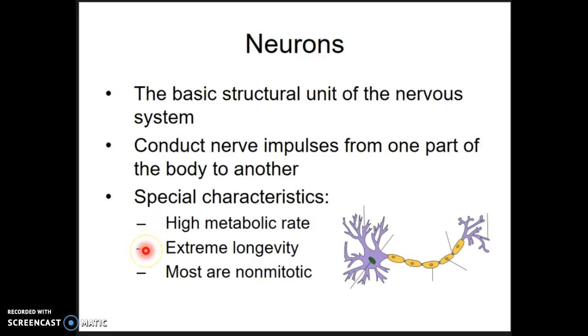They have extreme longevity, which means you're actually born with most of your neurons. In the adult, most neurons do not undergo mitosis. So it's similar to your muscle cells, where if you get damage to your brain tissue, to your central nervous system, it is unlikely to heal itself as brain tissue.